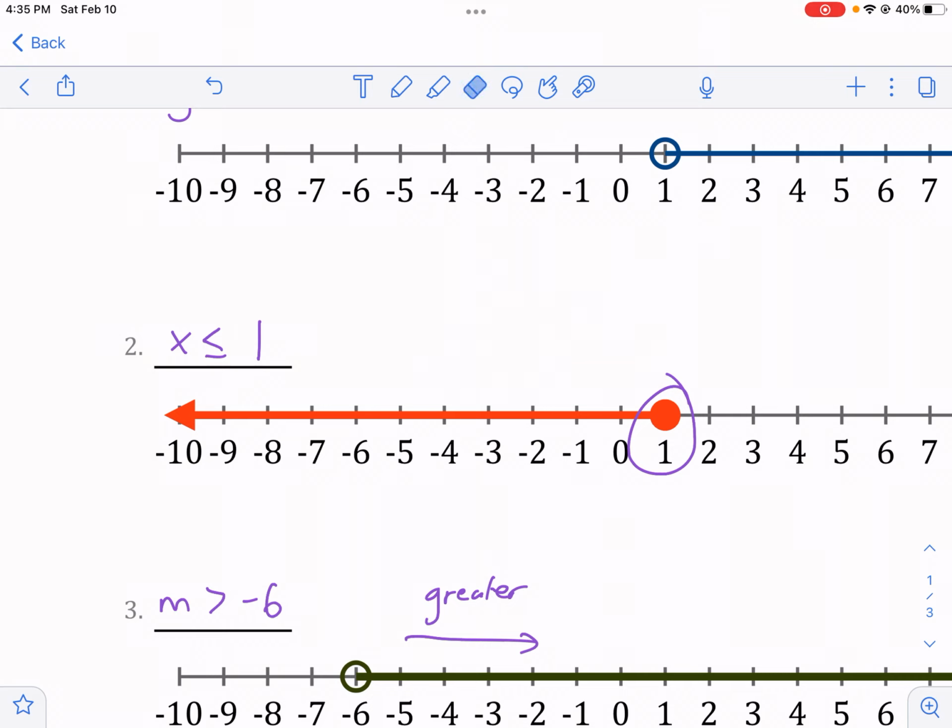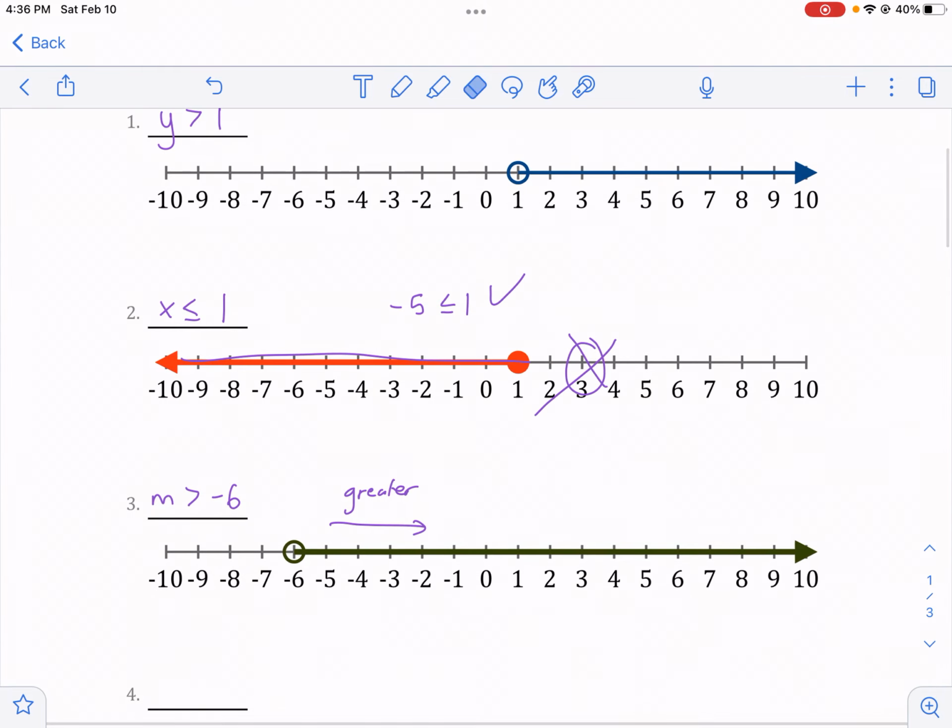Again, if you wanted to test a point, I could test a point. Let's try something to the right, like the number 3. Is 3 less than or equal to 1? It is not, therefore 3 is not. But if I tested something like -5 again, this time it is true, so it's part of the solution, which is why the graph is going through that point and not avoiding it.